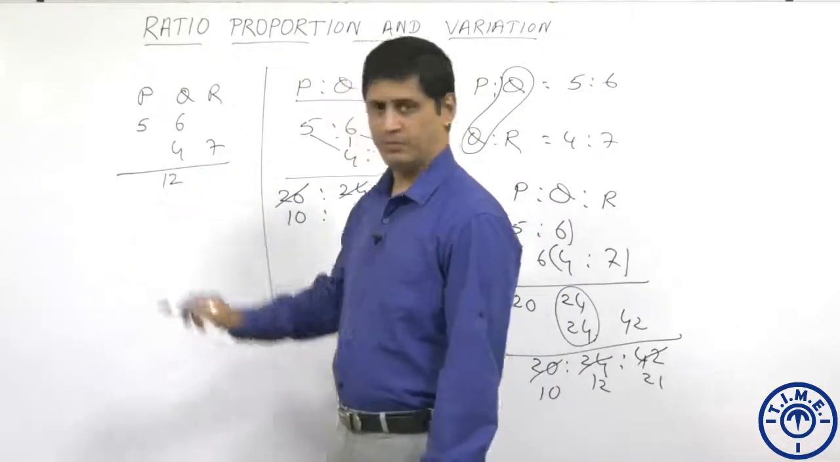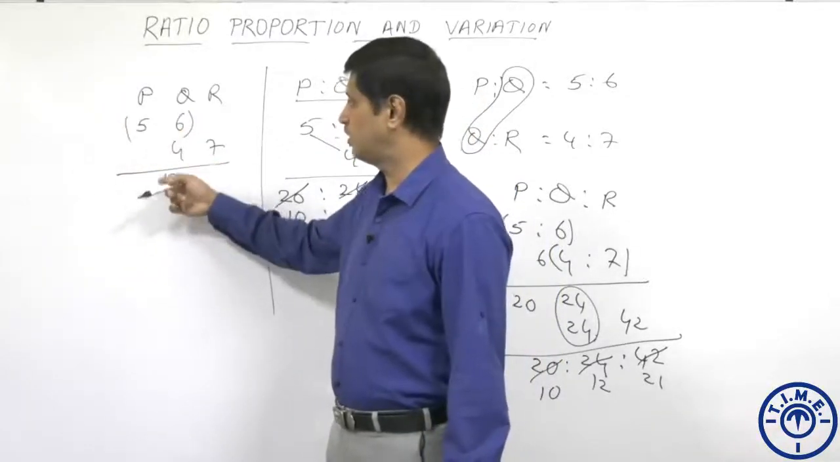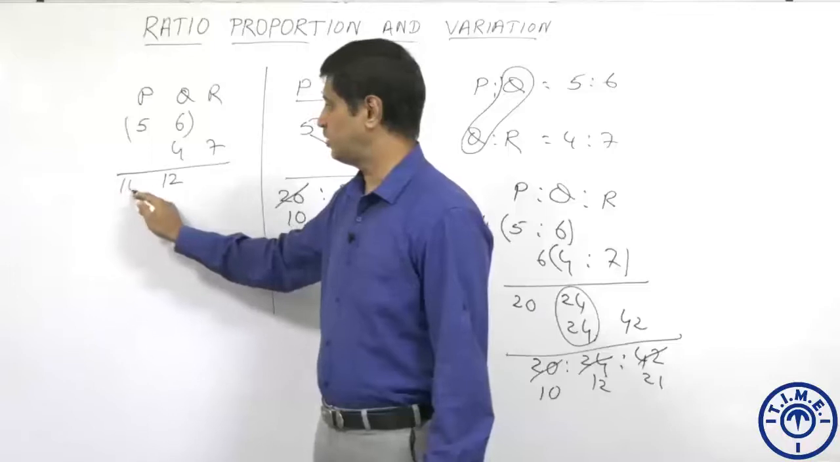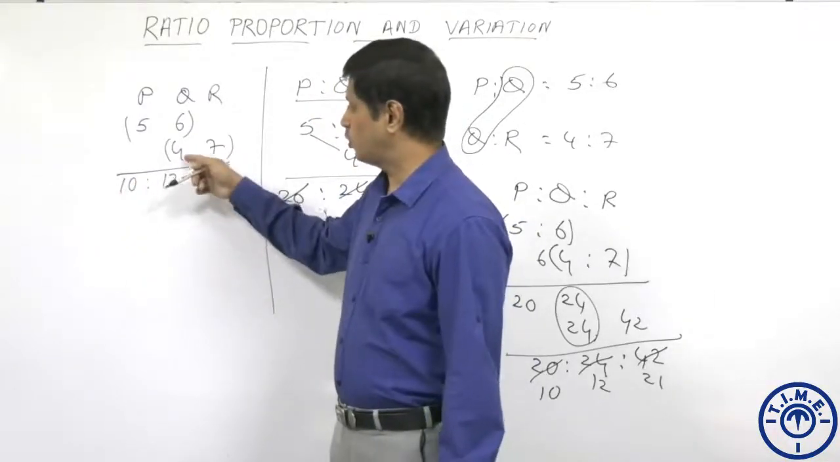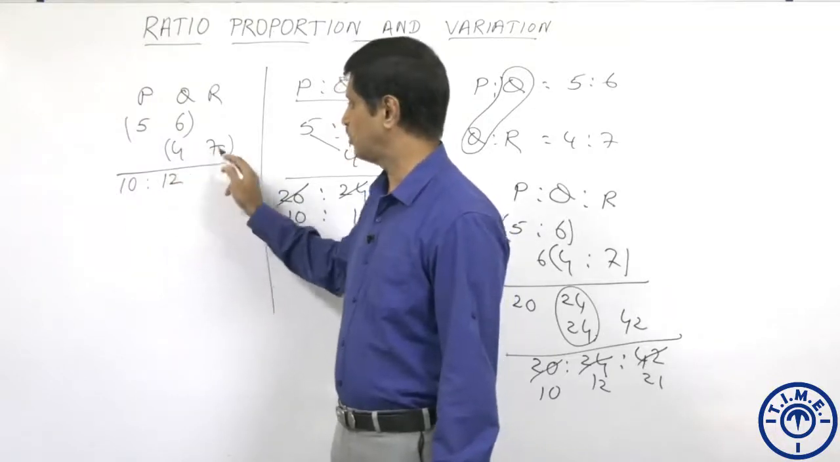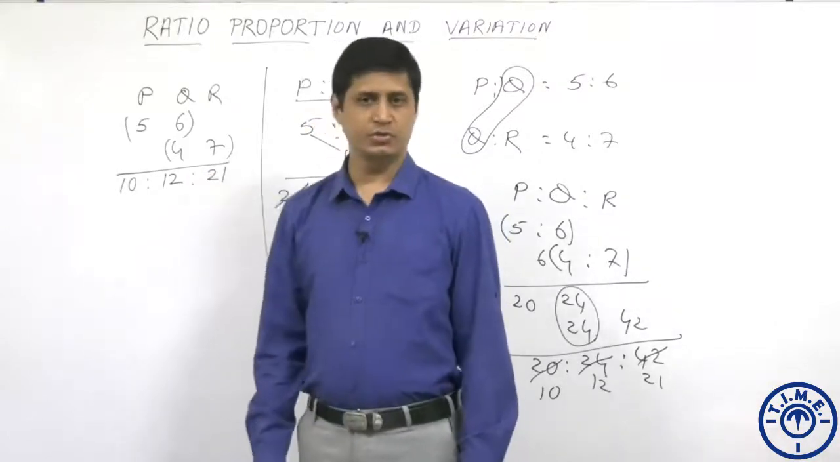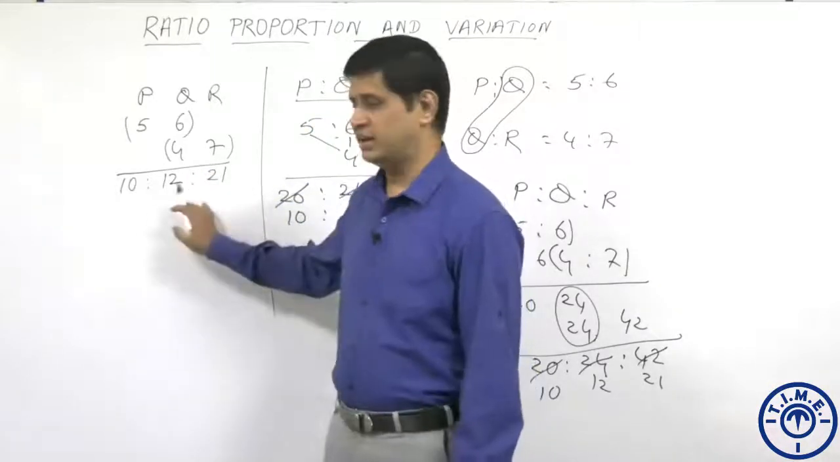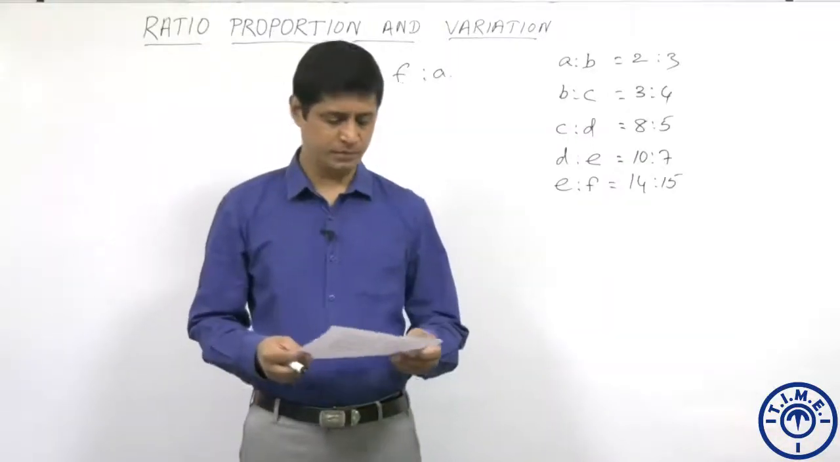12 is the LCM. Now, 6 is becoming 12, how many times? Double. So, make the antecedent double, it becomes 10. Now, in the second one, 4 is becoming 12, it is becoming how many times? 3 times. So, 3 times 7 is 21. So, what is the ratio? 10 is to 12 is to 21. This is just by observation. This is always best. Now, look at the next question.